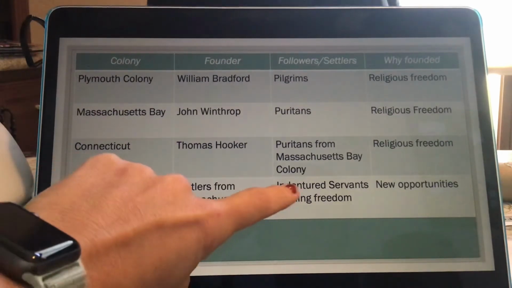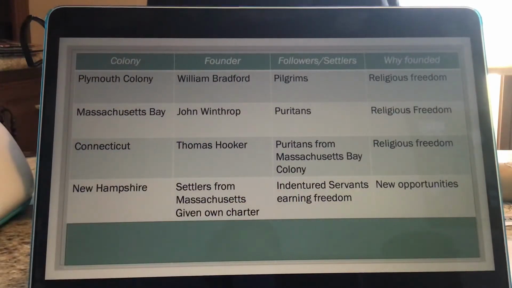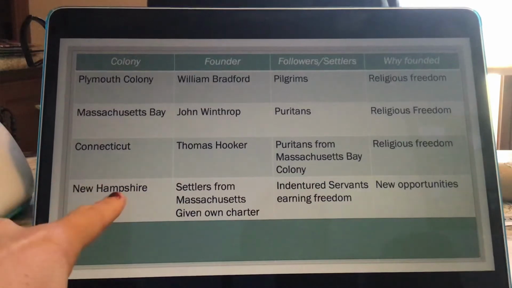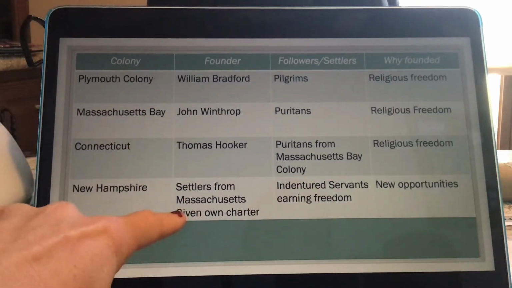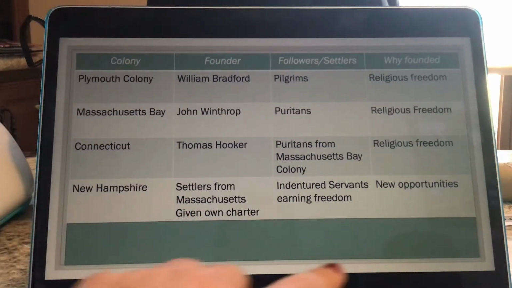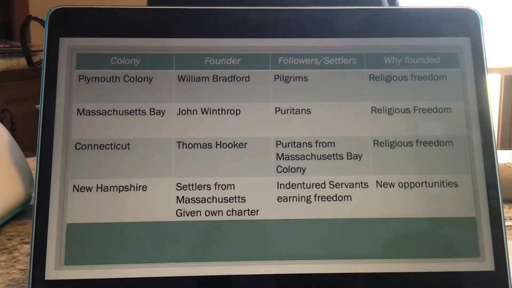And then we had those indentured servants. Remember, those indentured servants were those who their trip was paid for by some company over in England to send them over. Then they were working to earn their freedom. And once they earned their freedom, they had to go somewhere. So some of them might have ended up here in New Hampshire with those settlers that started that one. They were looking for new opportunities, different things. They were trying to get away from where they originally were, and wanted to do their own thing.